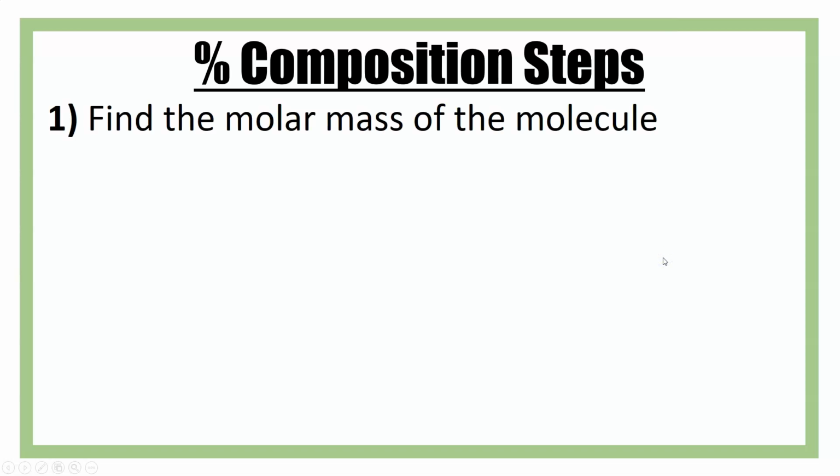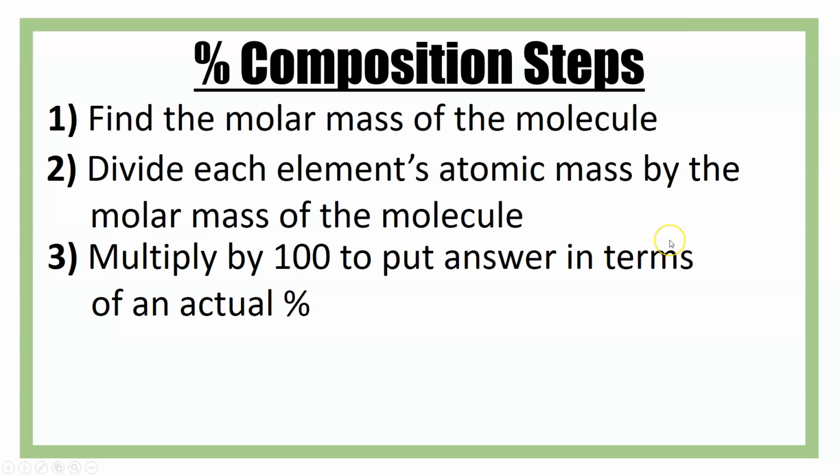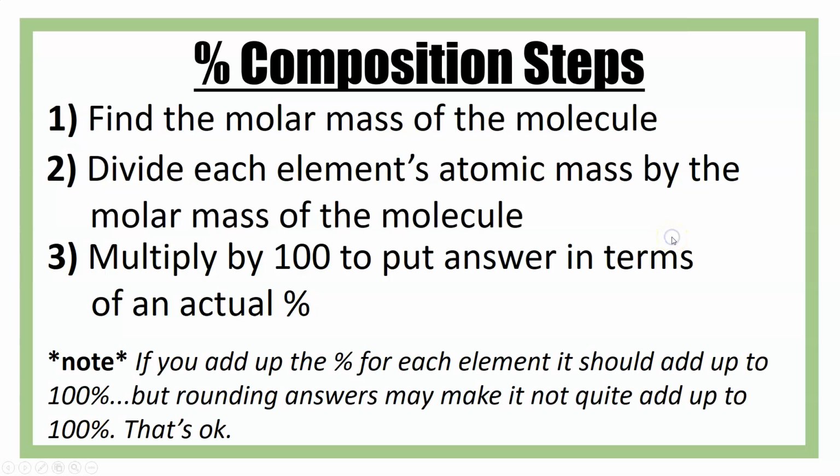So we'll find the molar mass of the entire molecule, the whole. We'll divide each element's mass by that molar mass that we just found for the whole molecule. And then we'll put it into a percentage. Now, if you do everything right and you add it all up, it should add back to 100%. If you have 90% of one element and 10% of another, it should add back to 100.